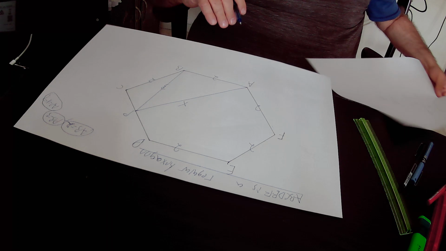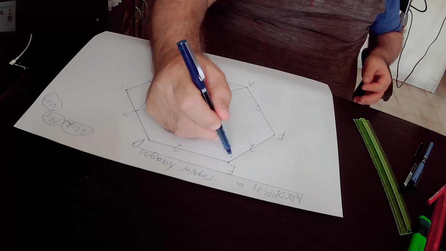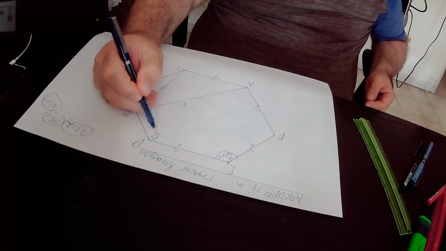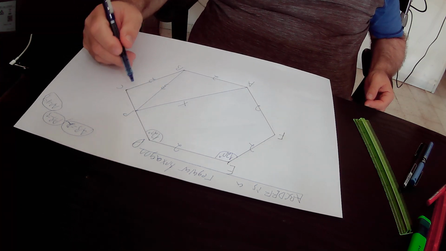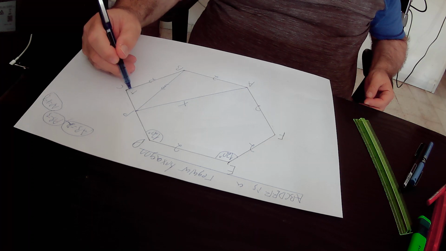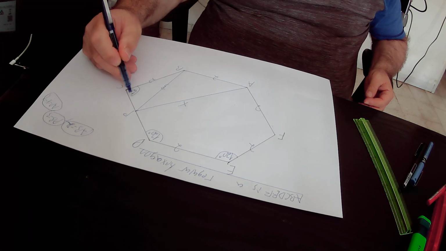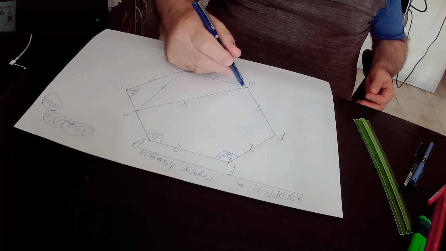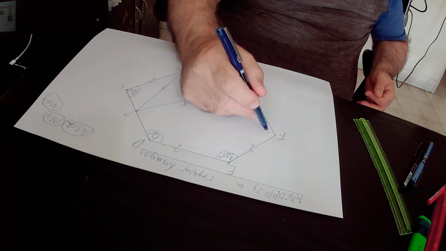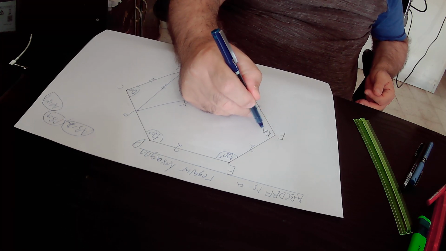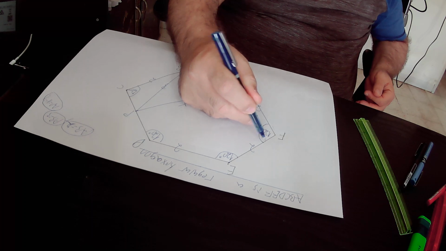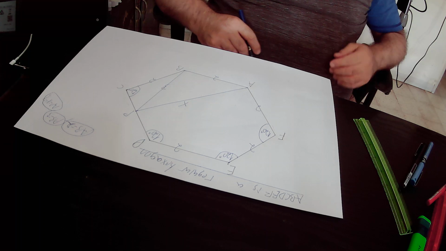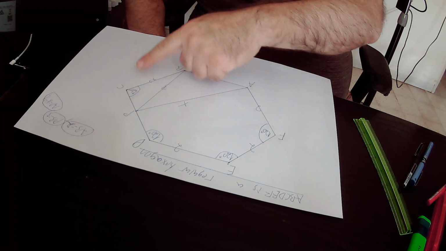Okay, so we can write down that this angle equals 120 degrees. This interior angle equals 120 degrees. This interior angle equals 120 degrees. This interior angle equals 120 degrees. This interior angle equals 120 degrees. And finally, this interior angle is also equal to 120 degrees. In the next step, we'll extend side DC by a straight line.